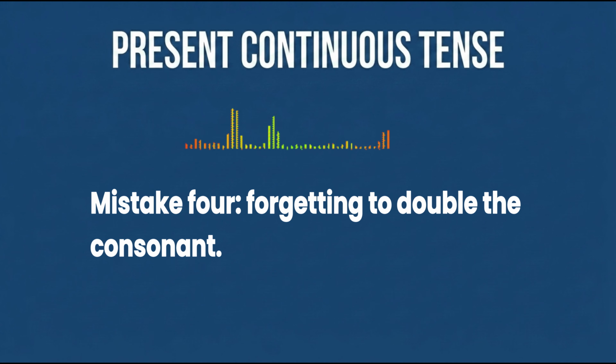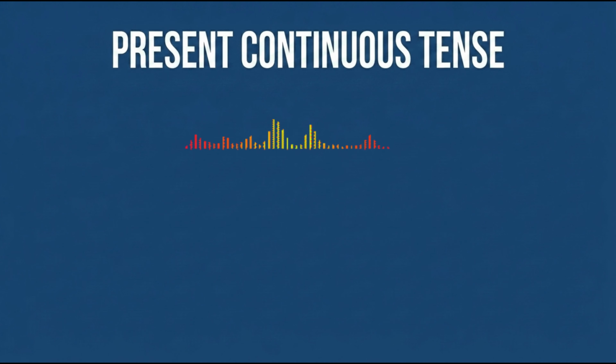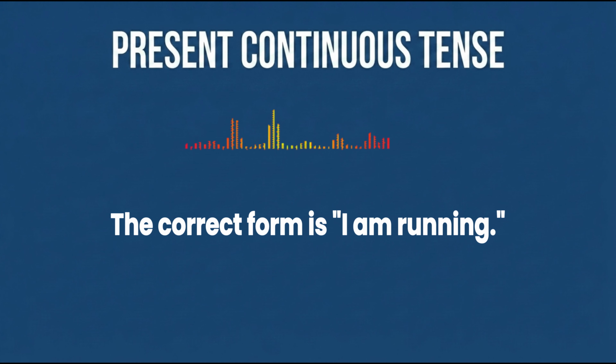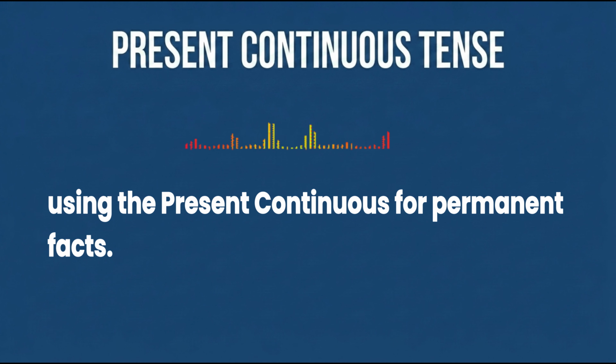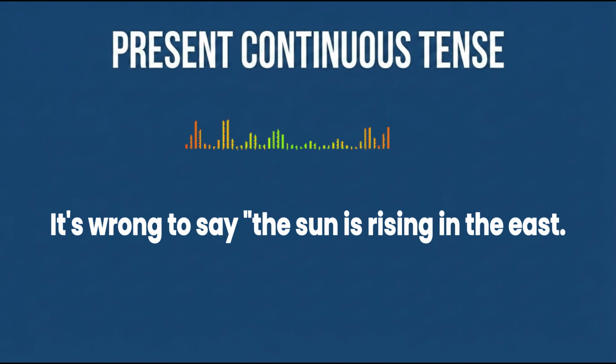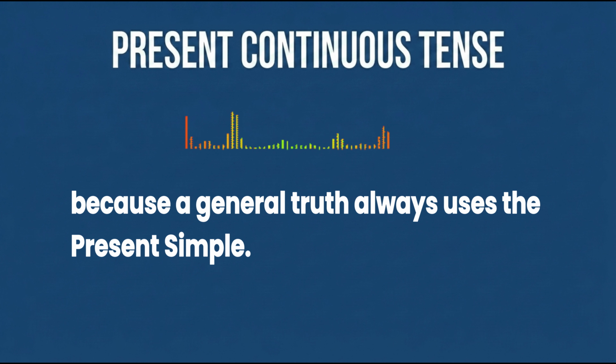Mistake 4, forgetting to double the consonant. It's wrong to say "I am runing." The correct form is "I am running." Mistake 5, using the present continuous for permanent facts. It's wrong to say "the sun is rising in the east." The correct form is "the sun rises in the east," because a general truth always uses the present simple.